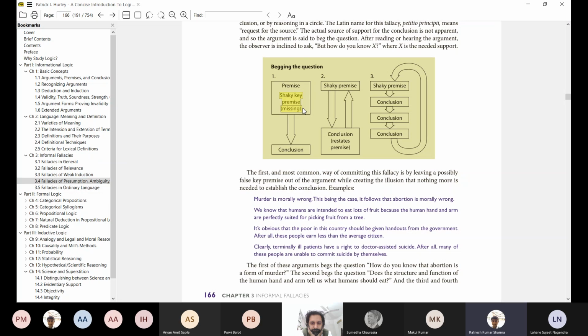Sir, what is the meaning of "perfectly suited for picking fruit from a tree"? Is it the case that only humans have hands which are perfectly fitted for picking fruit from trees? Other animals also have hands they can pick fruits from trees with. So what's the meaning here? Will that make a difference in the argument?